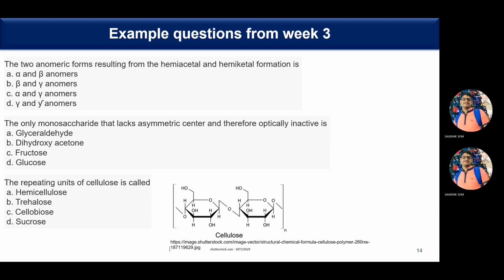Next is two anomeric forms resulting from the hemiacetal or hemiketal form. I just explained it: it will be alpha and beta anomers. Okay.